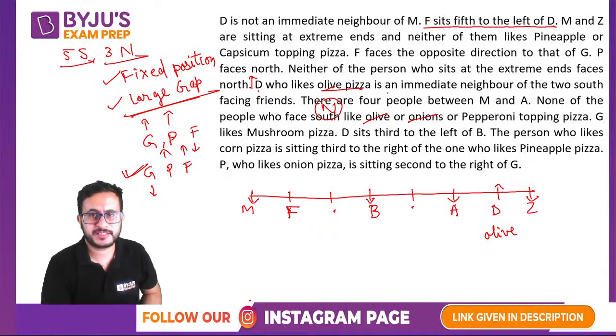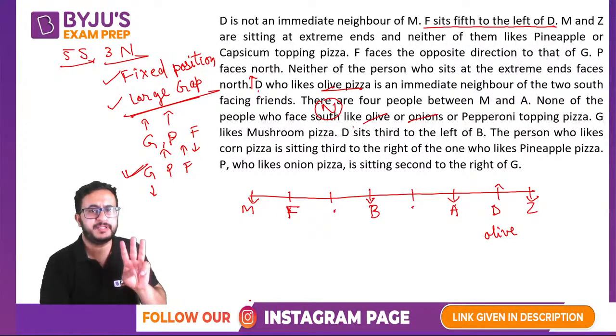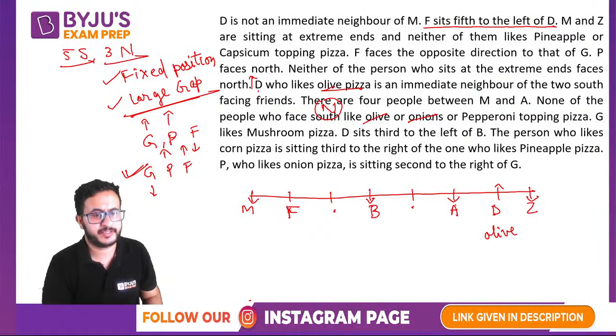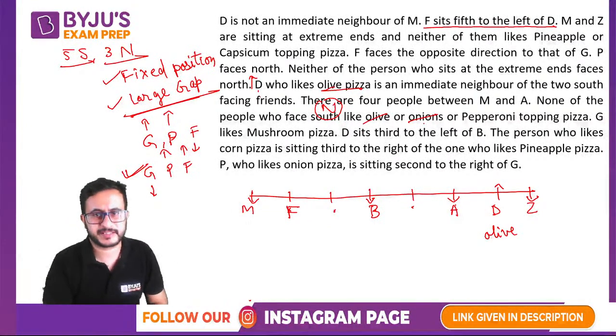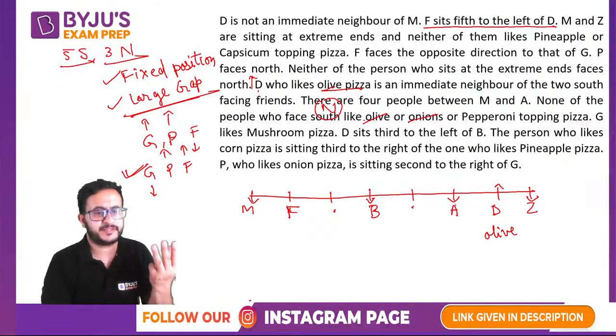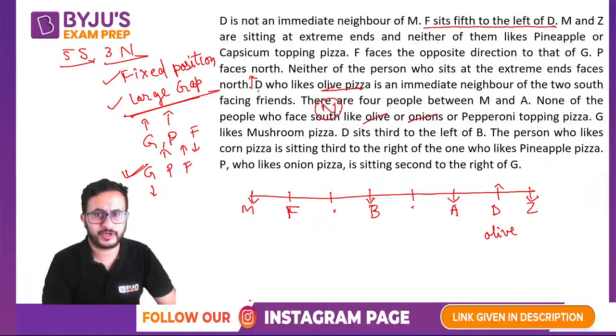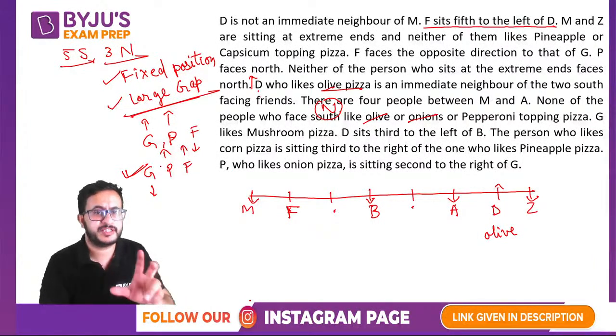Right. So see this thing. These three people, olive, onions, and pepperoni, they are the ones who are facing north. It is given that the people who do not face south like these, right? So there are three people who face north, and these three people like these three pizzas. Now olive is with D, onions is with P. So the third person should be pepperoni. Now it is given that G likes mushroom. So G is not facing north. So G is facing south.